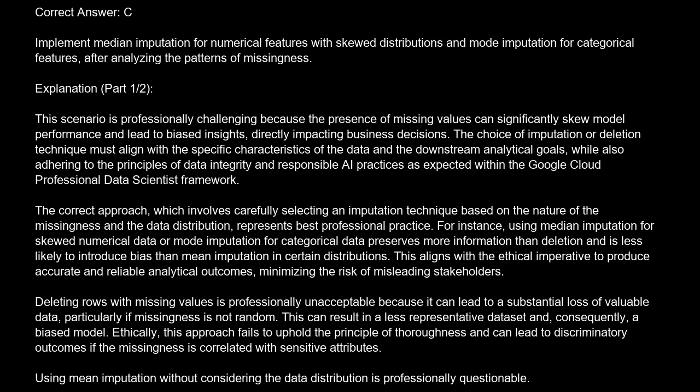Deleting rows with missing values is professionally unacceptable because it can lead to a substantial loss of valuable data, particularly if missingness is not random. This can result in a less representative dataset and, consequently, a biased model. Ethically, this approach fails to uphold the principle of thoroughness and can lead to discriminatory outcomes if the missingness is correlated with sensitive attributes.